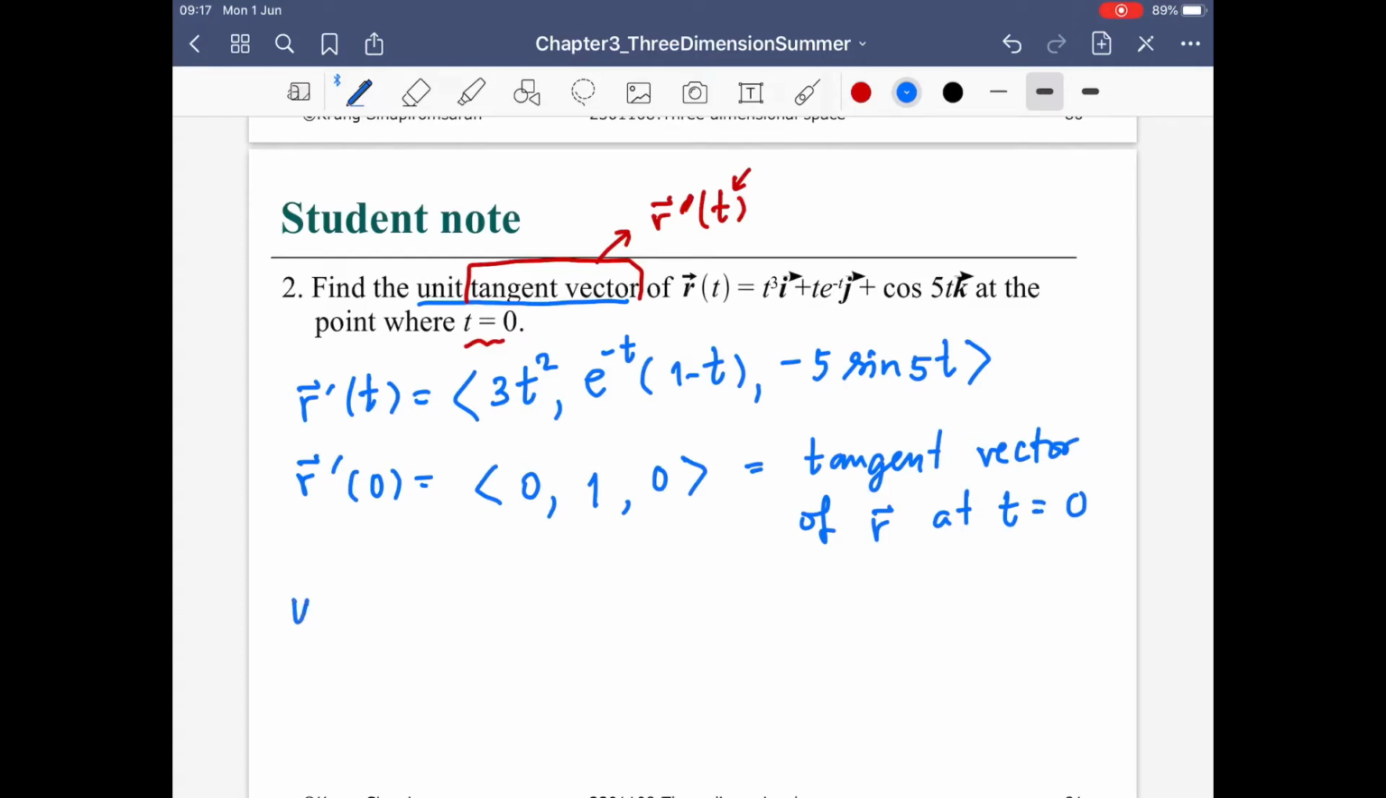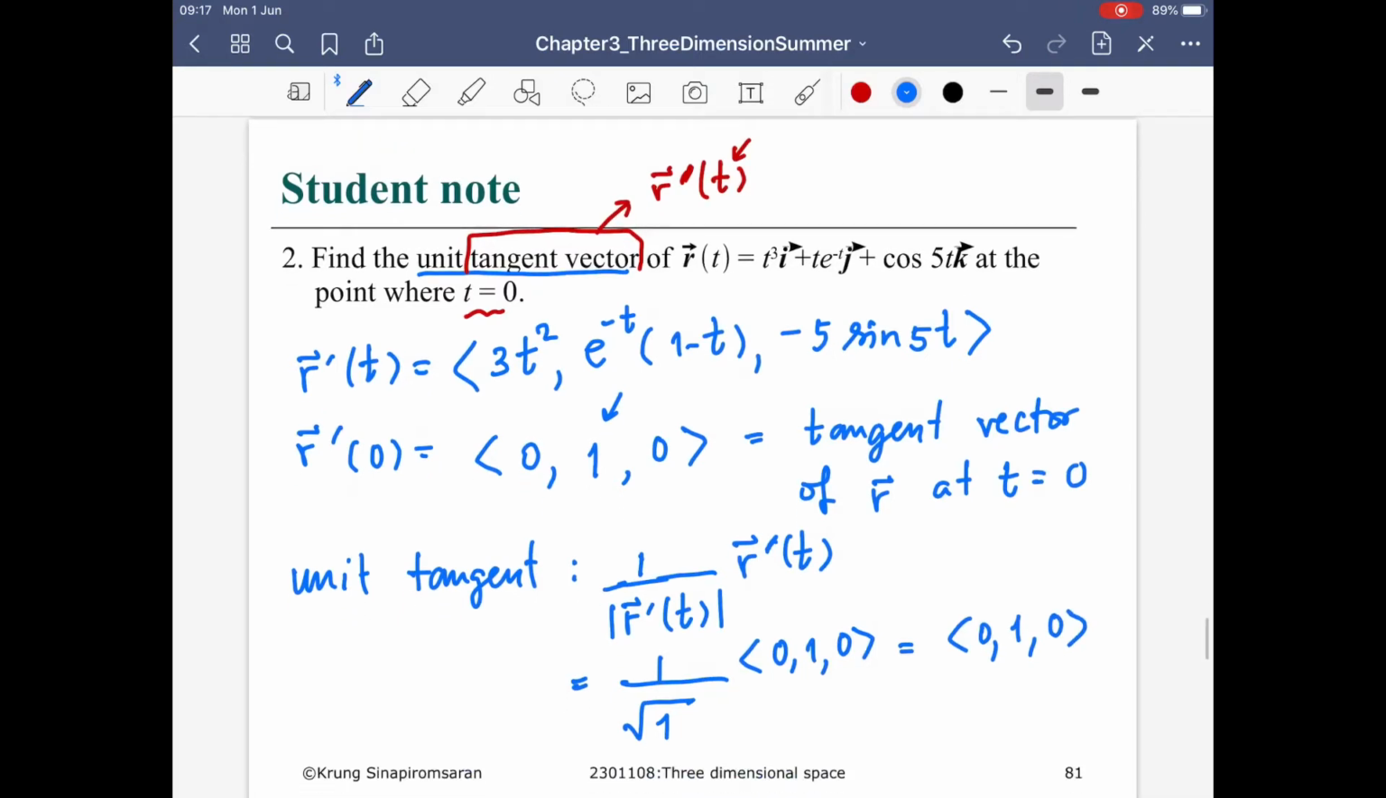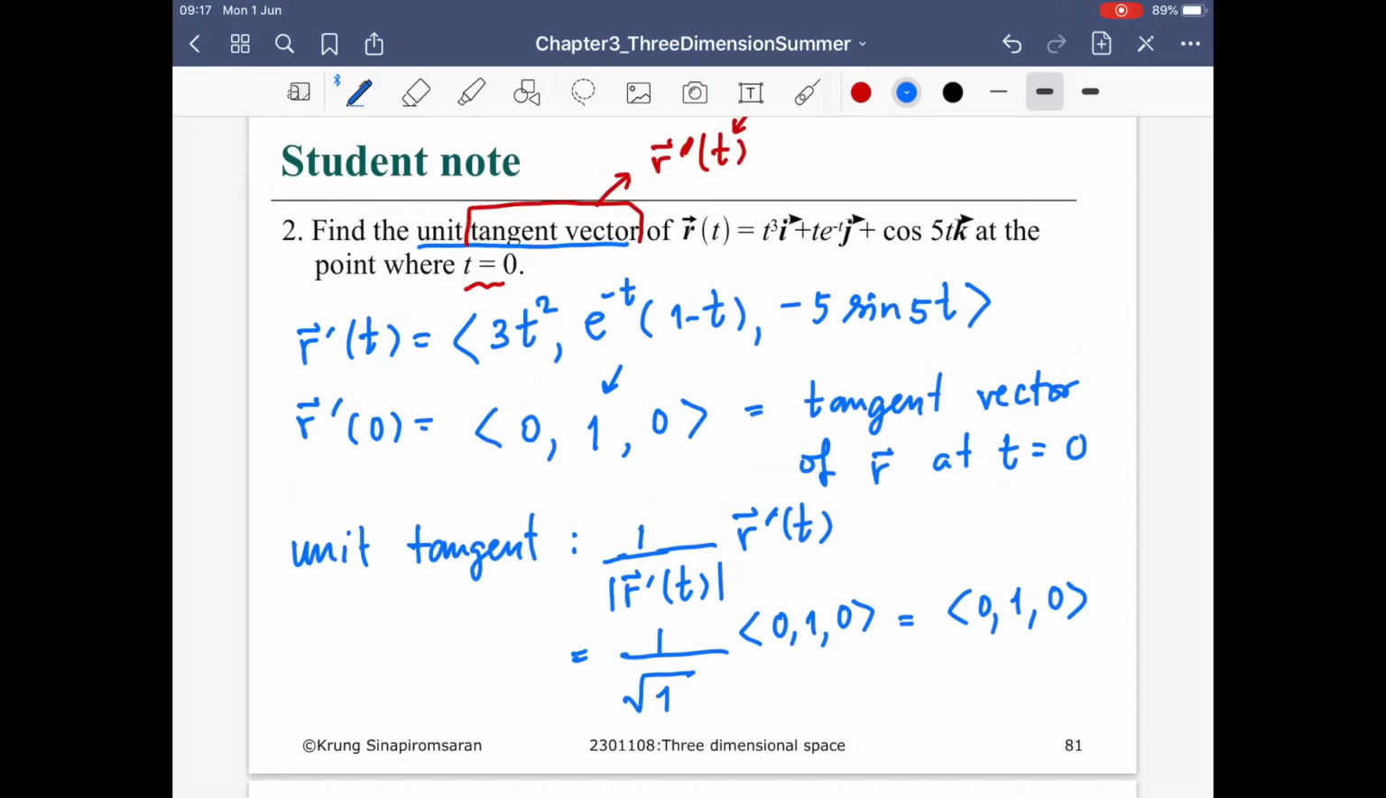But if you need to find a unit tangent vector, you find the length of your r prime together with your r prime. So it's 1 over the length times r prime. It happened that this vector has a length of 1, so it's just the same thing. So this is a unit tangent vector to this curve at the point t equals 0.